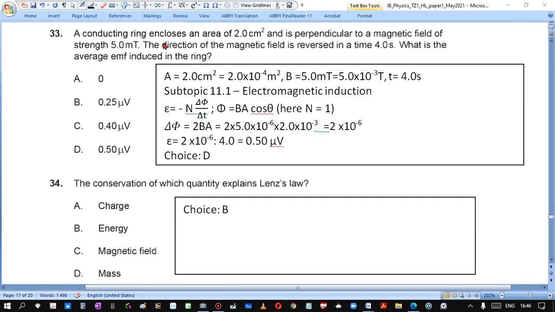Question 33. A conducting ring encloses an area of 2 cm squared and is perpendicular to a magnetic field of strength 5 milli-Tesla. The direction of the magnetic field is reversed in a time of 4 seconds. What is the average EMF induced? So we change everything to SI units. From the subtopic on electromagnetic induction we get Faraday's law. EMF equals number of turns, here 1, times change of magnetic flux over time. Because we reverse, we change the angle from 0 to 180, so we have 2 times BA. We substitute values and calculate the EMF, and we get 0.50 microvolt.